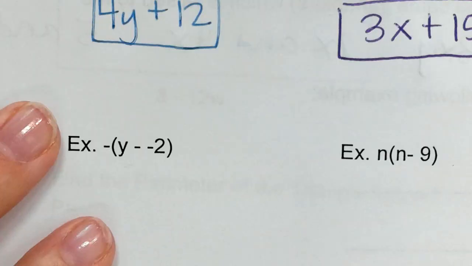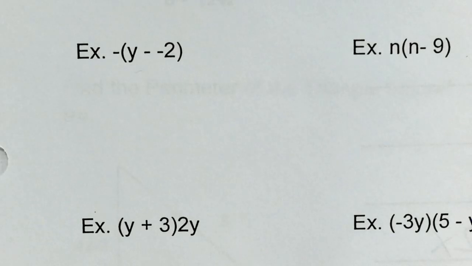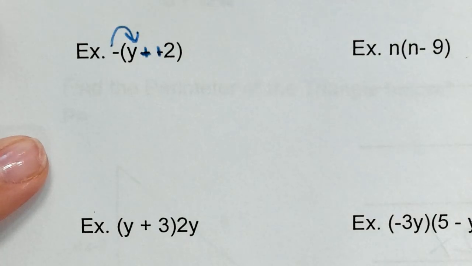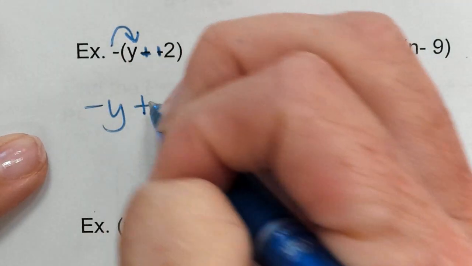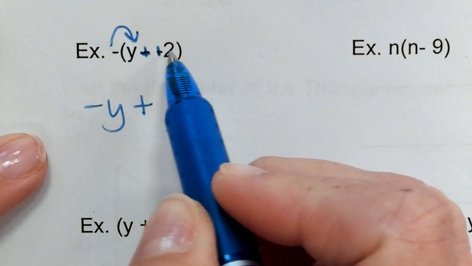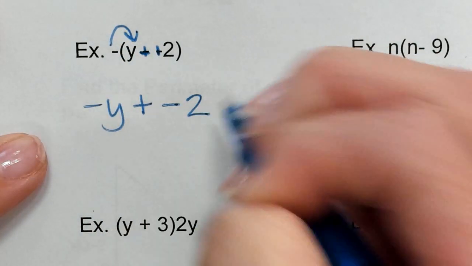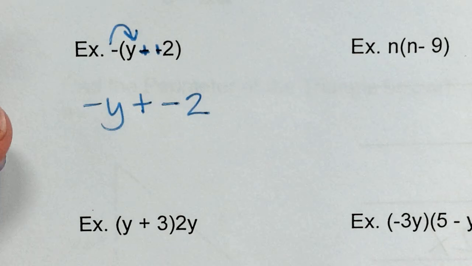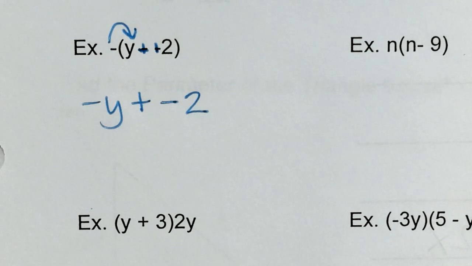Got it? Moving on. Now do you see why I'm going to make you change? That's not beautiful. That is crazy looking. So change. That is now negative being distributed to y plus 2. Negative being distributed to y is negative y plus negative being distributed to positive 2 is negative 2. What coefficient is in front of that y? Negative 1. Very good.